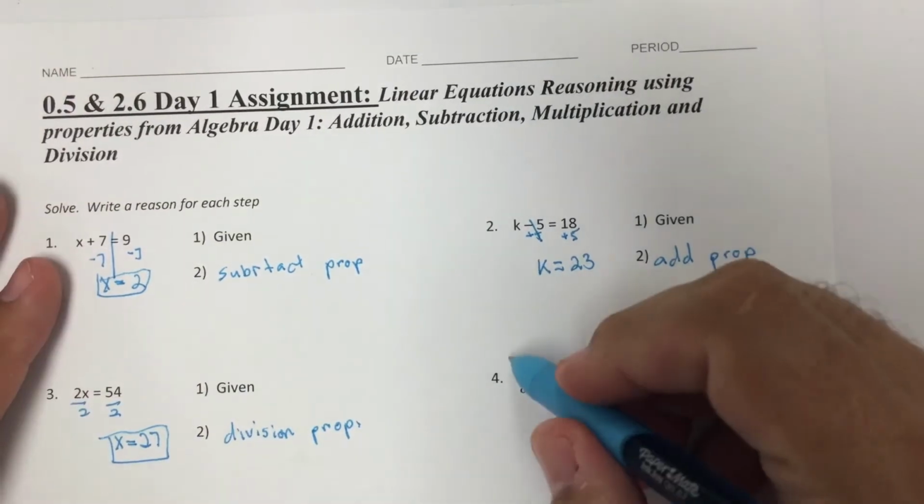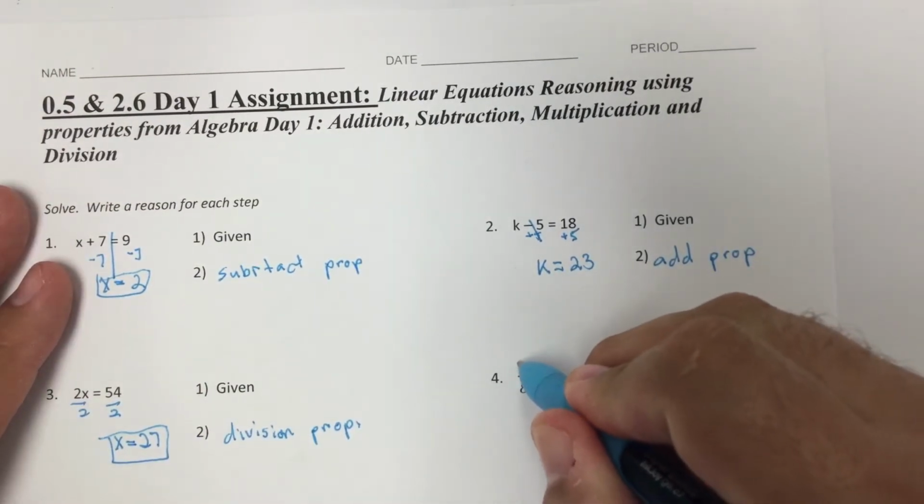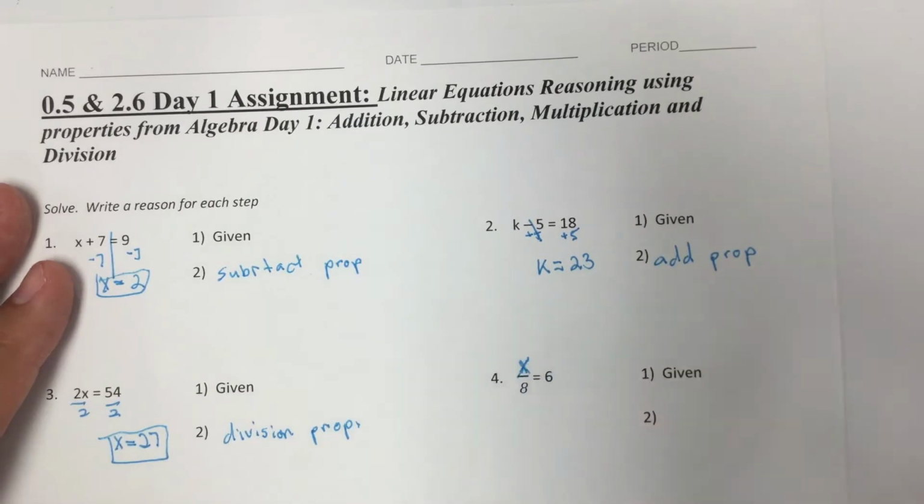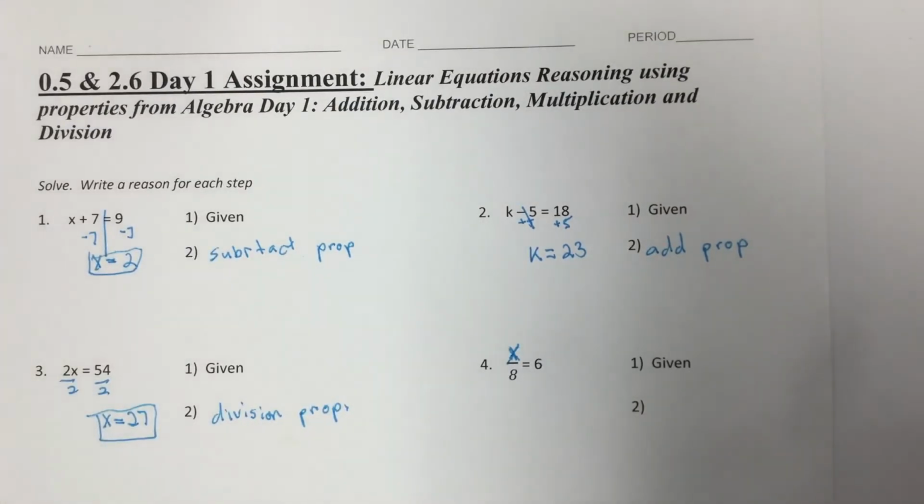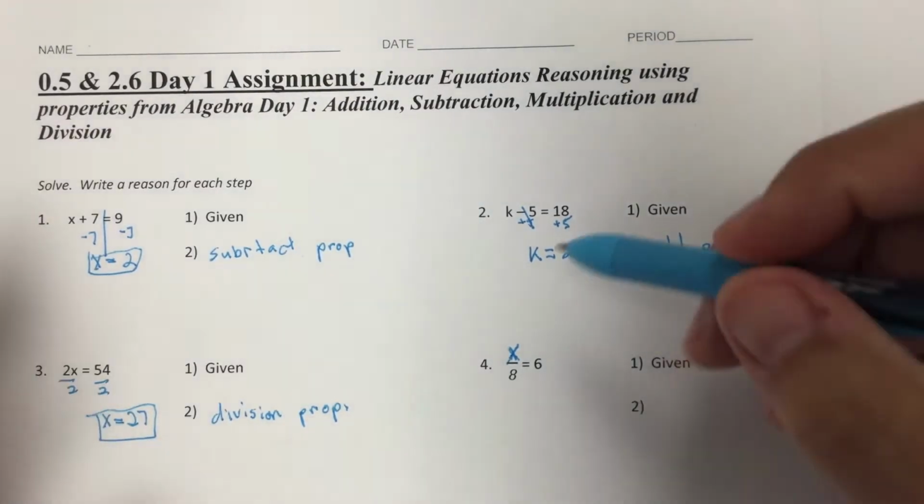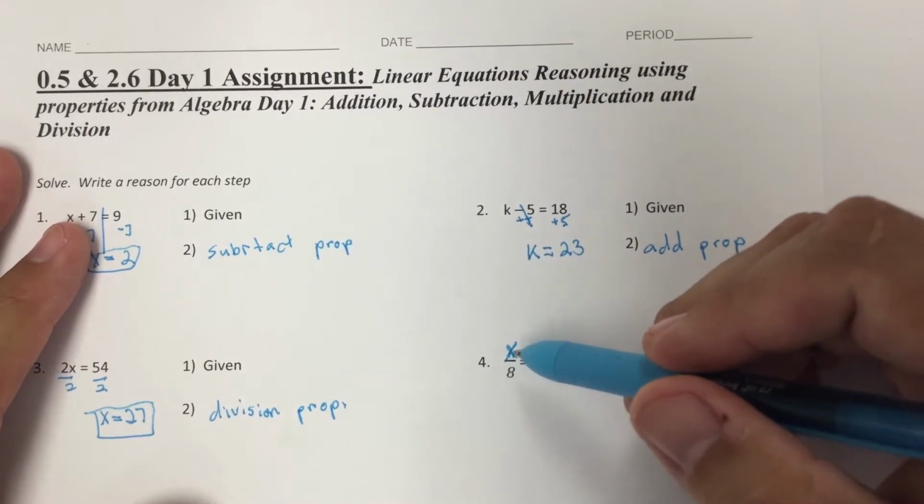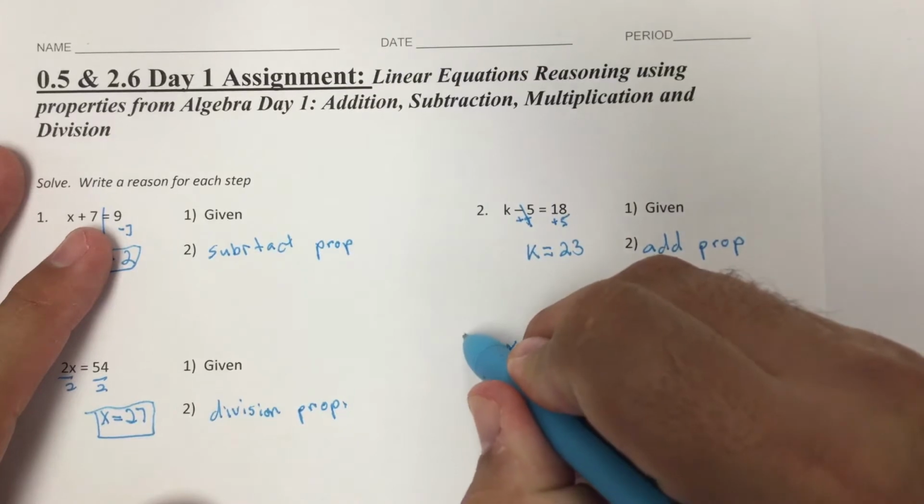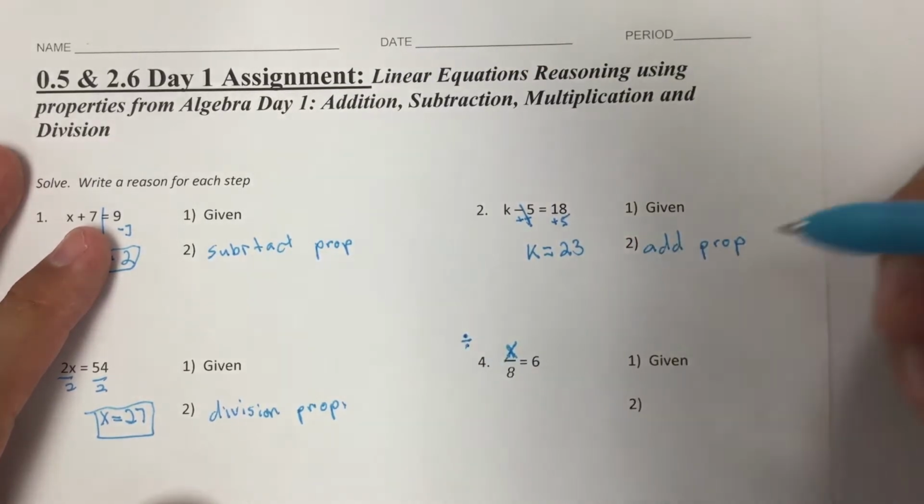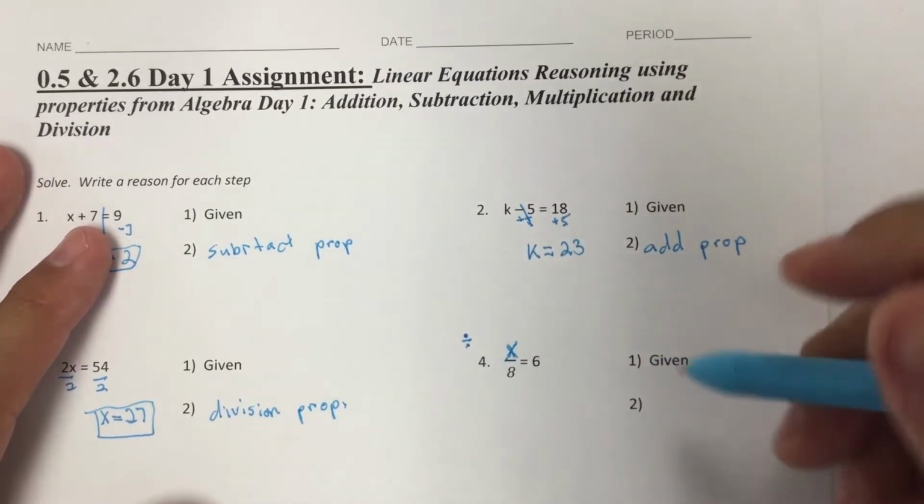Last one, I'm missing a letter. I'm going to go ahead and say it's x again, okay, because the variable is gone on my paper. X divided by 8 equals 6, okay? When you have this like a fraction, this is like a division symbol. You got to remember that. If you look at your calculator, right, the division symbol looks like this anyways, right? It's like a fraction, so that's what this is. X divided by 8 equals 6.